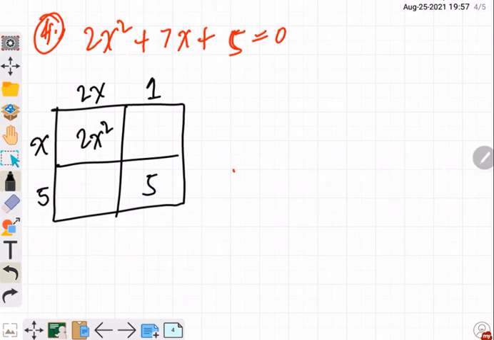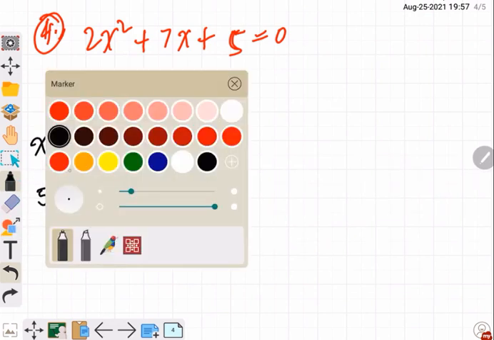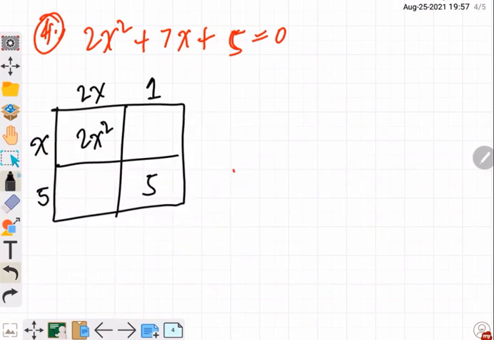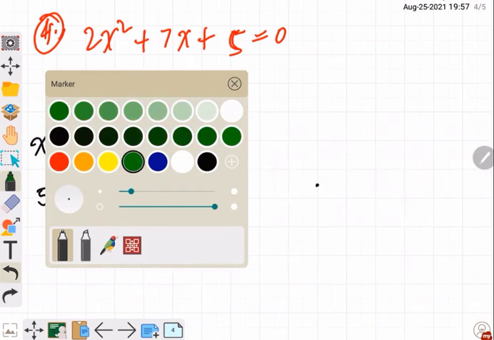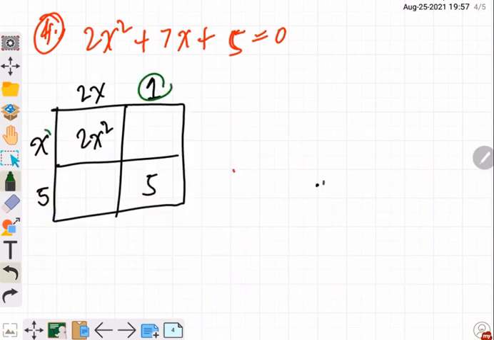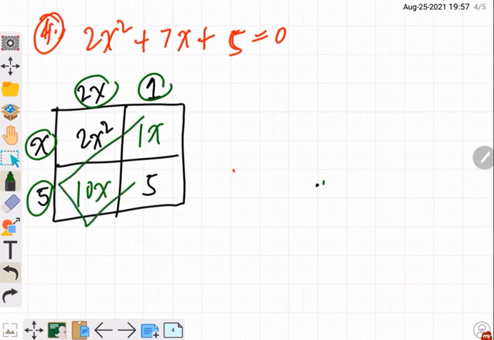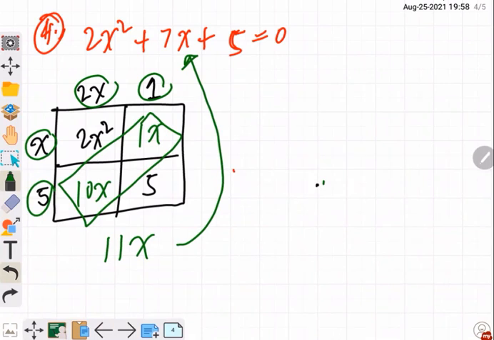Okay, so let's try to multiply this portion. 1 and x gives us 1x. 2x and 5 gives us 10x. As you can see, if you combine similar terms, 10x and 1x gives you 11x, which is very far from your middle term, which is 7x. So we try to switch.